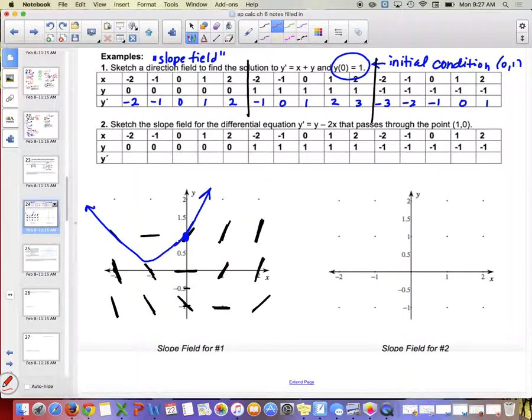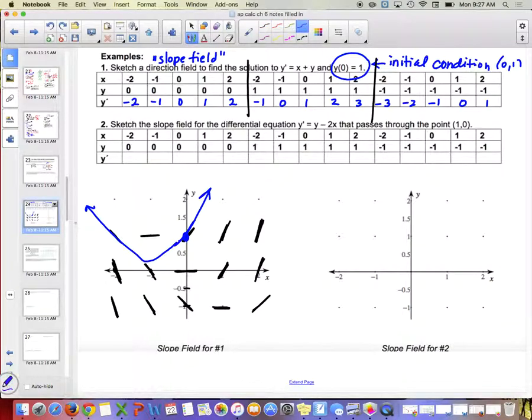All right, so number 2. It says sketch the slope field for the differential equation that passes through the point 1, 0. It's the same thing, but now it's a little bit harder. Our differential equation is y prime equals y minus 2x. You can't just add your x and y together like that last one. It takes a little bit more brain power. I was struggling first period. Let's see if we can do it.